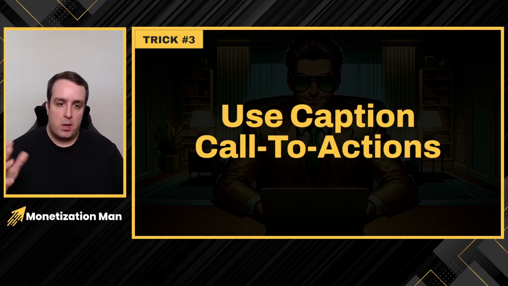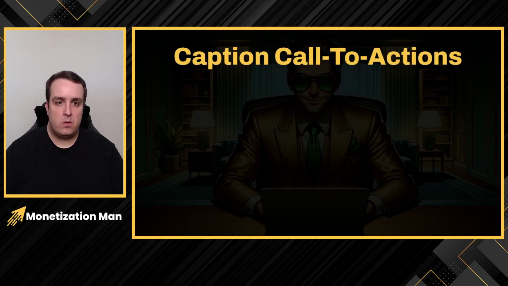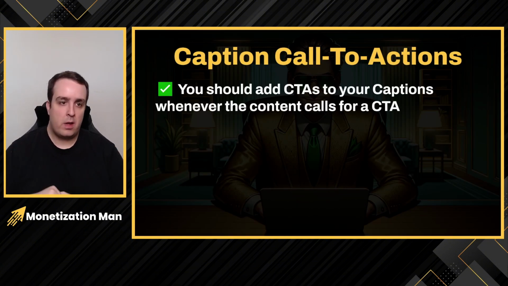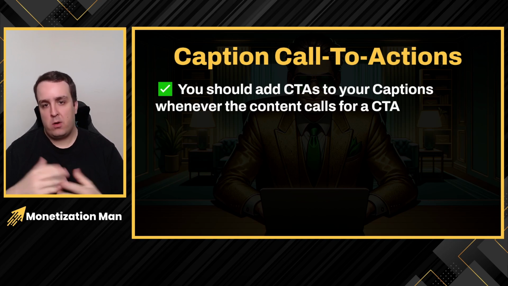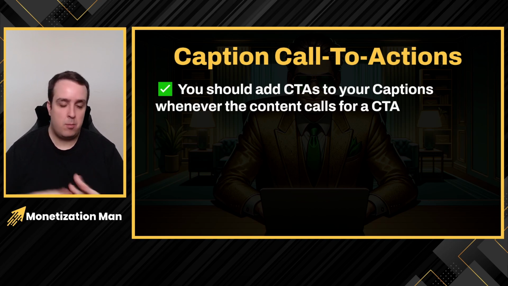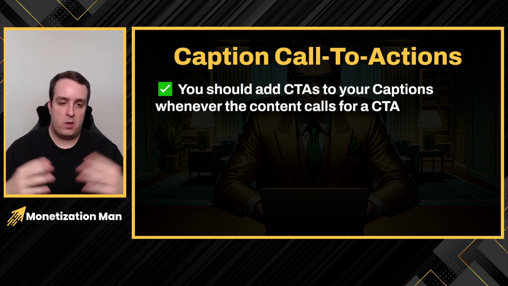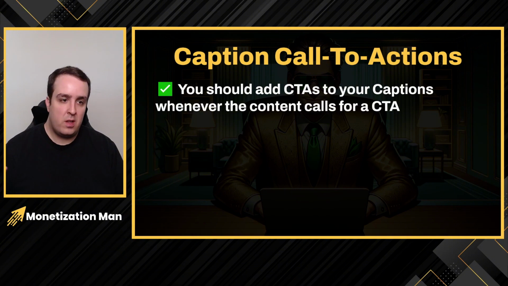But trick number 3 is using caption call to actions. You probably do this already in some ways, but you're going to want to use these little tricks that I have for you. So you should add call to actions to your captions whenever the content calls for a call to action. If it doesn't call for a call to action, don't just add a template call to action there, because the reality is if the content doesn't match the call to action, it's just not going to work. It's not going to be effective, and it's actually going to hurt you in the sense that consumers are going to look at you like you're always trying to sell them, right?